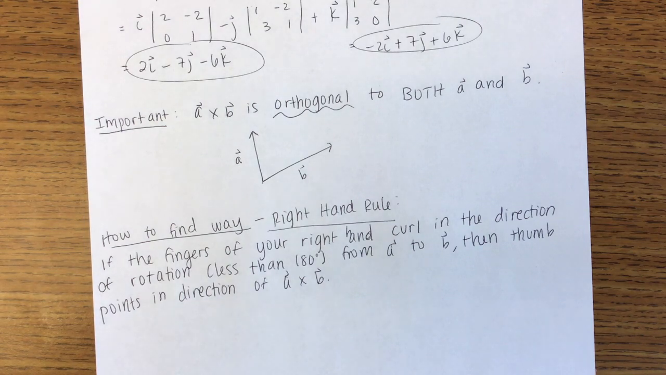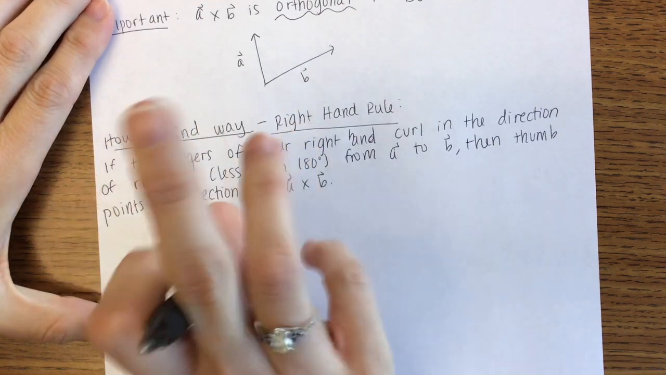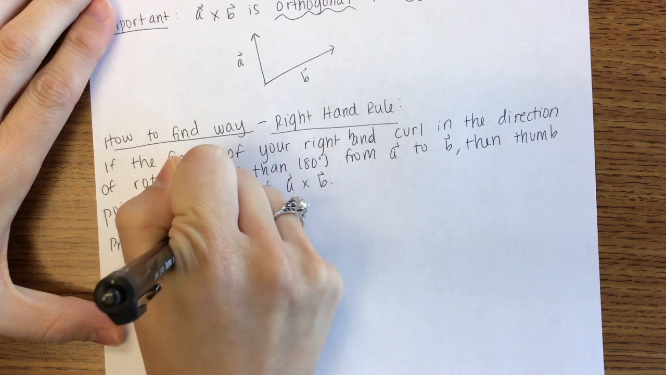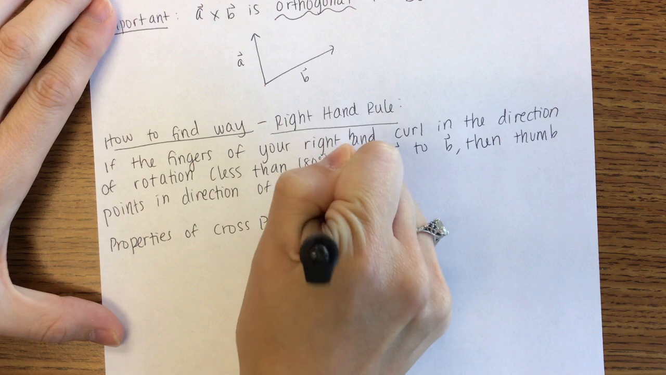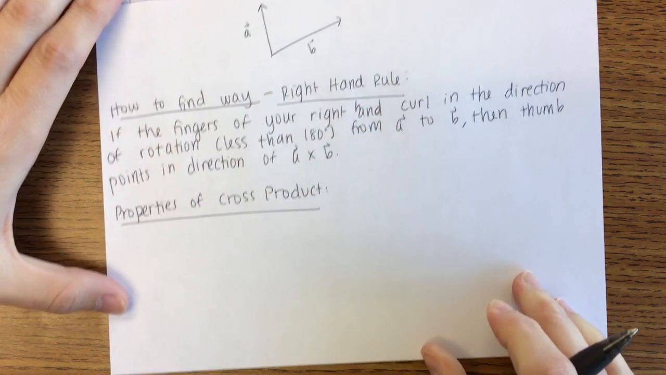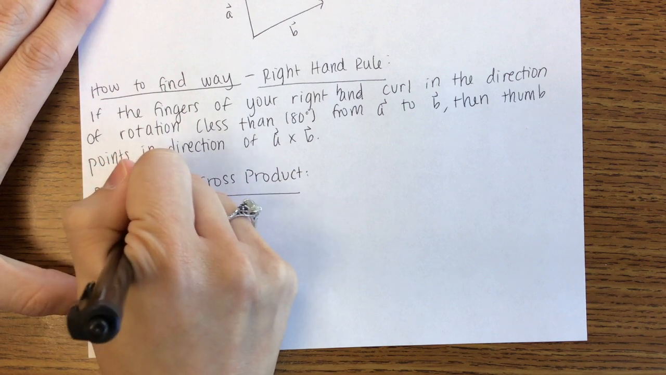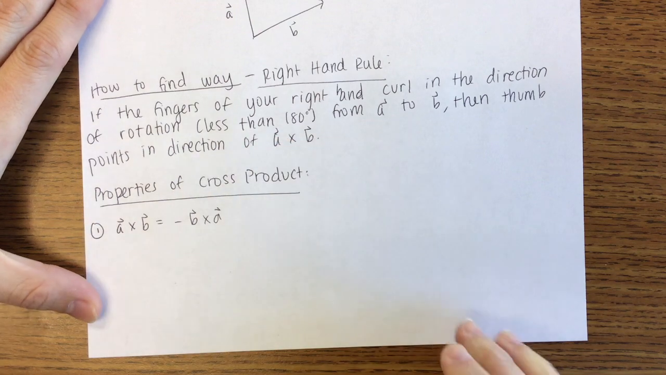Okay, so now that we know how to calculate the cross product and its first major importance, I want to talk about some properties. Property number 1, and this is one that you've already seen: A cross B is going to be the opposite of B cross A, opposite in sign.